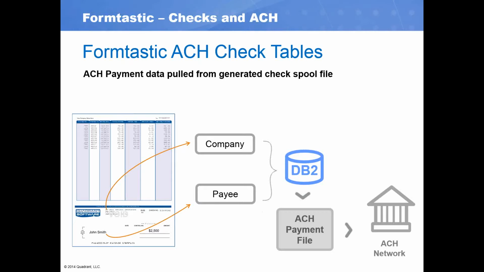And if something changes, like say your bank account number changes, then changing the template's very simple. All you do is go into the DB2 table and update the bank account number entry. After all the data is populated from the spool file and the related DB2 files to create the ACH payment file, it's submitted and transmitted to the ACH network.